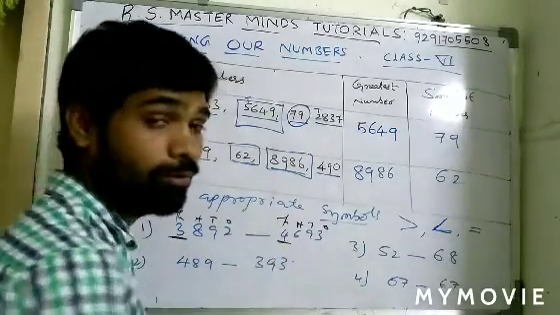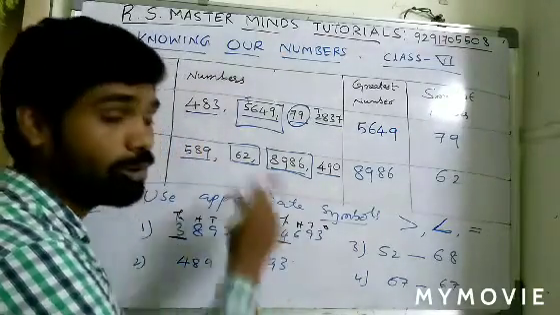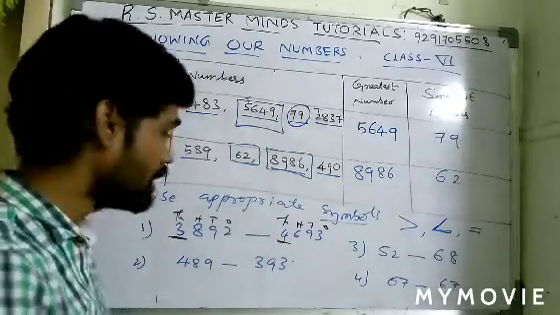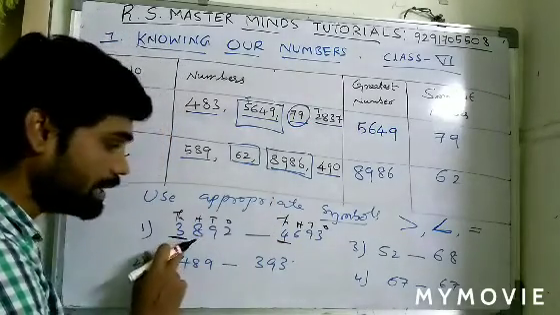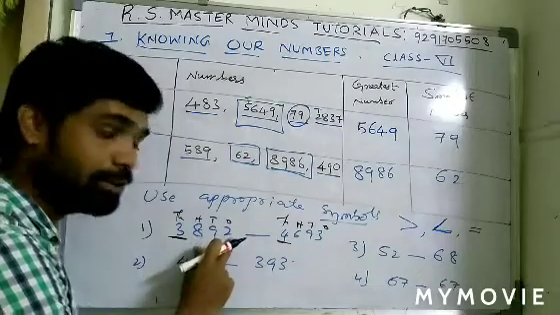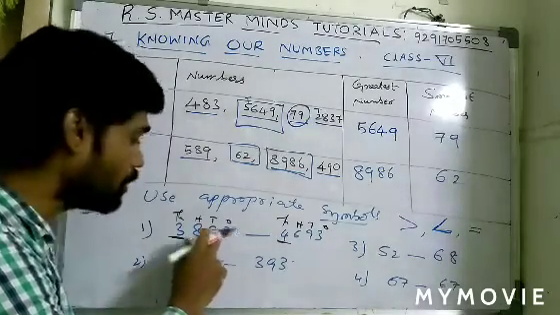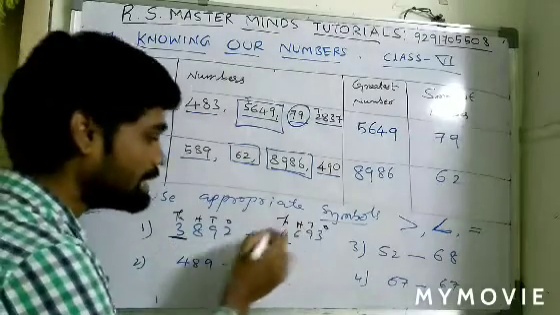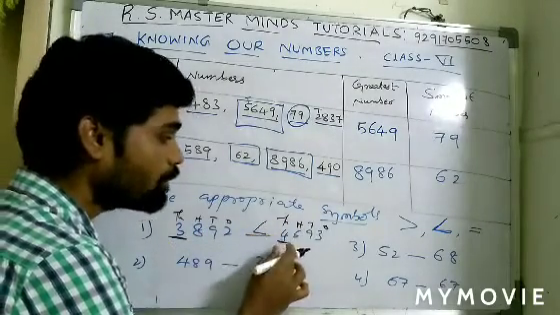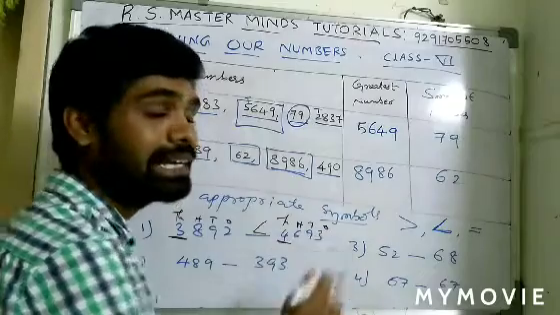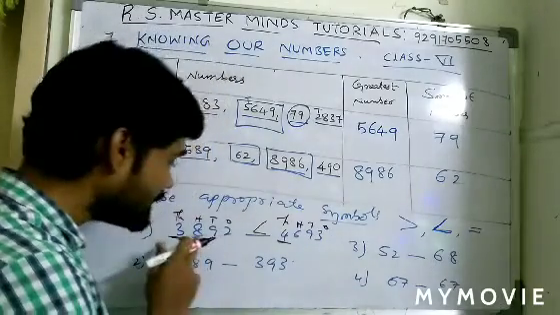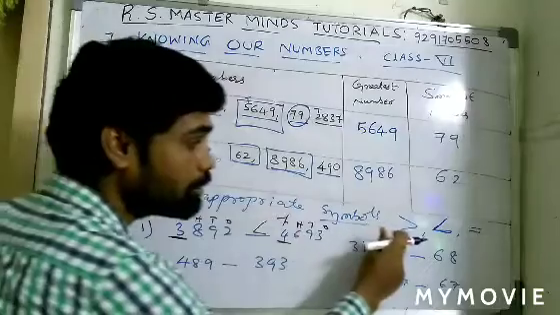So I hope you have understood. Right? 52 is less than 68. 67 is equal to 67. And here 3892 uses the less than symbol, and 489 the greater than symbol. So these are the symbols that can be used for comparing numbers, which is greater and which is smaller.